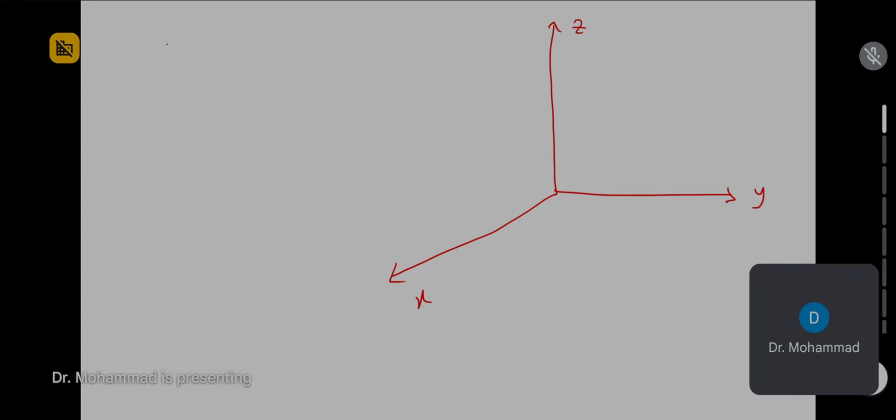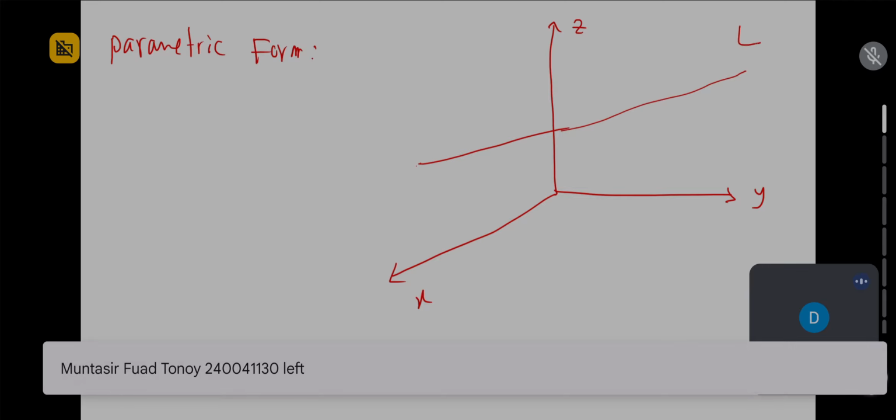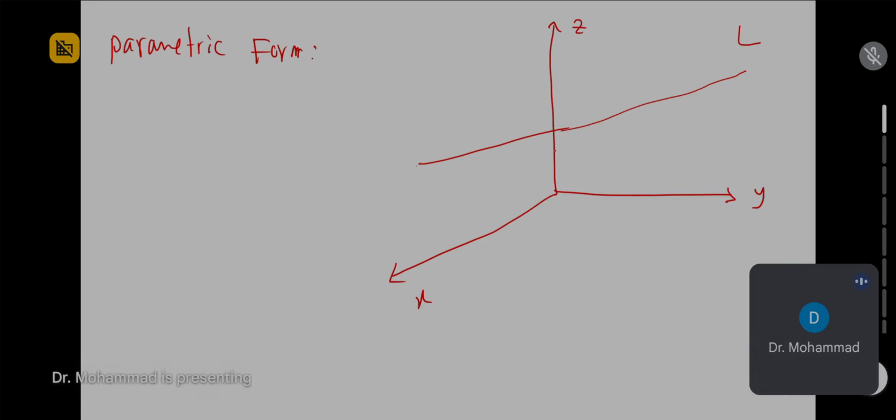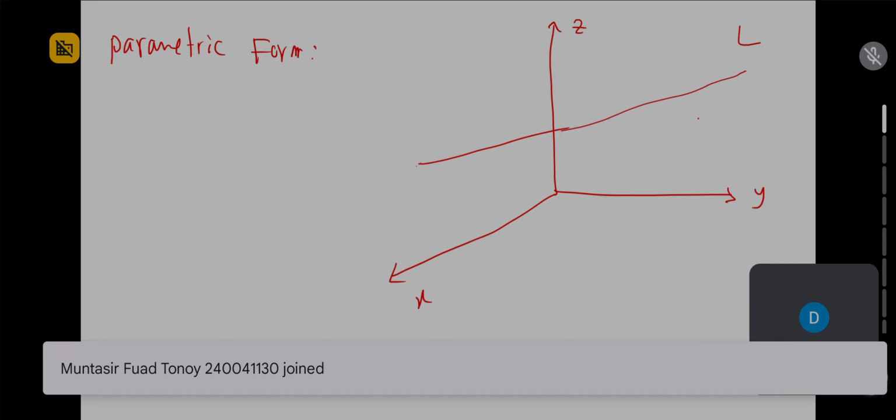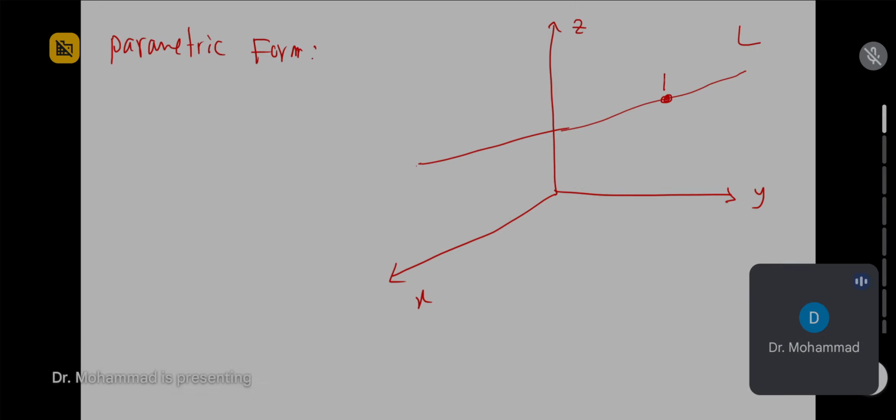So what is the parametric form? The parametric form means, for example, we have a line, say L. So this is the line L, okay? So we are just tracing any line L. And then we take the point here, for example P, within the line, and the coordinate is x, y, and z, okay?